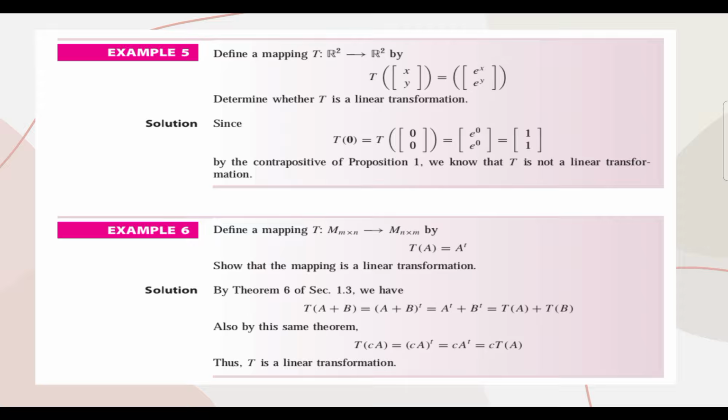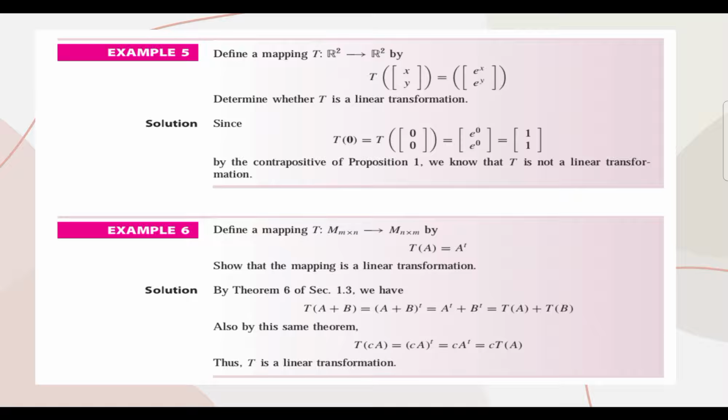Then, by the contrapositive of proposition 1, we know that T is not a linear transformation, because the answer is (1, 1), and (1, 1) is not equal to (0, 0). So that is example number 5. Next, let's proceed to example number 6.